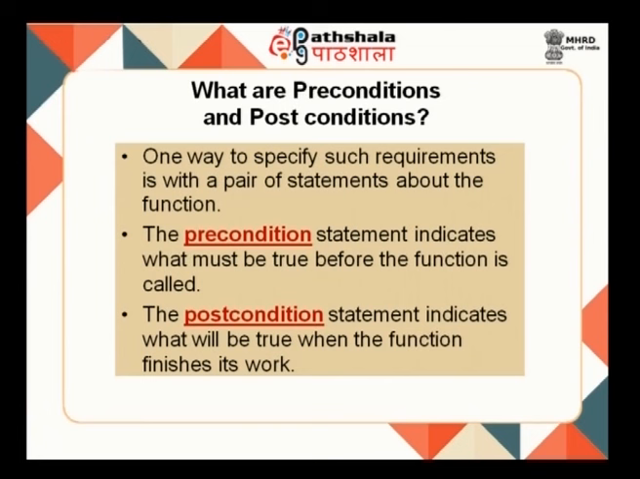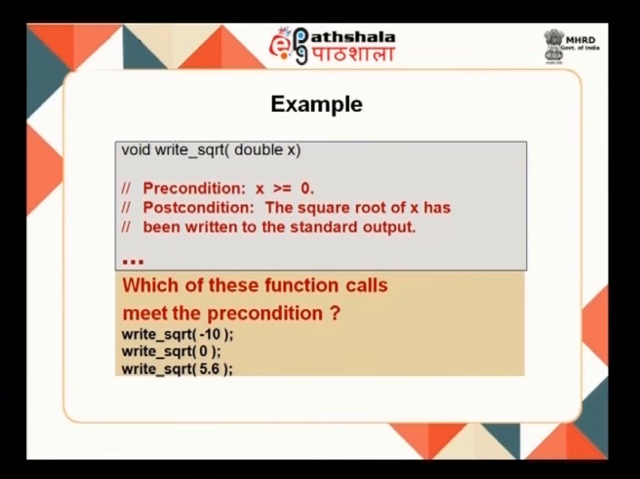If you have your precondition and postcondition properly, you can do programming and you can use all the functions, and reusability also will be good. Now, let us take an example: write square root of double x, and we are giving the precondition that x should be greater than or equal to 0, and the postcondition is that the square root of x will be written as standard output. Now, which of these function calls meets the precondition? Write square root of minus 10, write square root of 0, write square root of 5.6. The precondition says that x should be greater than or equal to 0, and the first call, minus 10, does not satisfy the precondition, while the other two satisfy it.